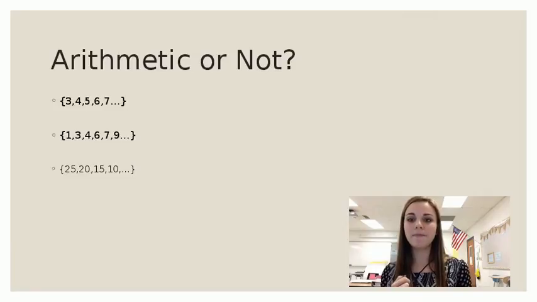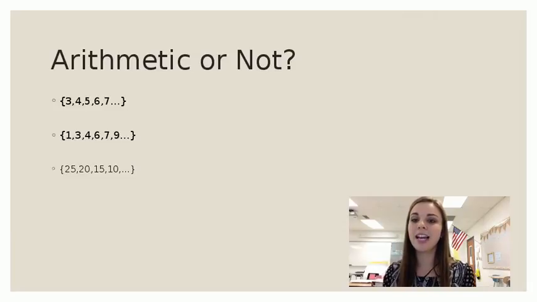All right, number 3, 25, 20, 15, 10, ... That just means it keeps going down. So we check. 25 to 20 goes down 5. 20 to 15 goes down 5. 15 to 10 goes down 5. So that is arithmetic. Our common difference would be -5. So you should have said yes for number 3.